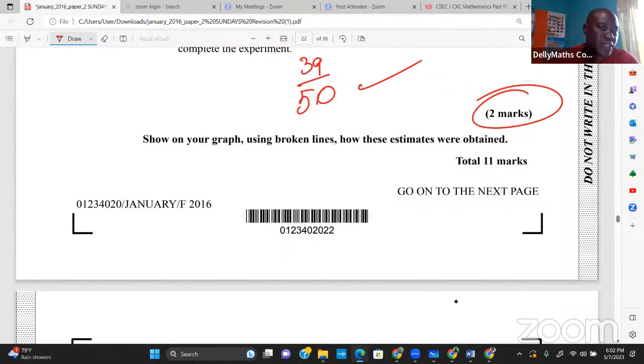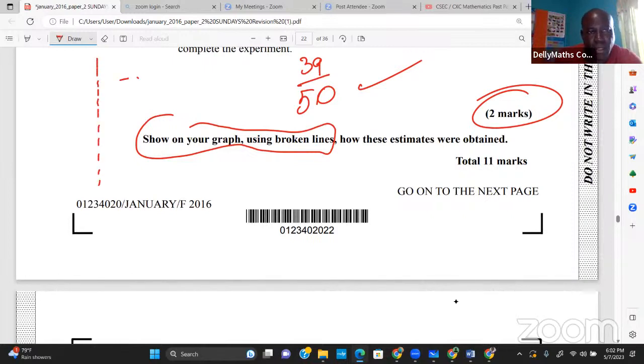All right, so they are saying, show on your graph, using the broken lines. So when you're drawing, those lines that you see me drawing, you'll use your ruler and do that. They want to see you going across with broken lines. Even if you're not told, use broken lines. So use broken lines to draw on your graph when you're showing them what you're doing. Question 6 is done.